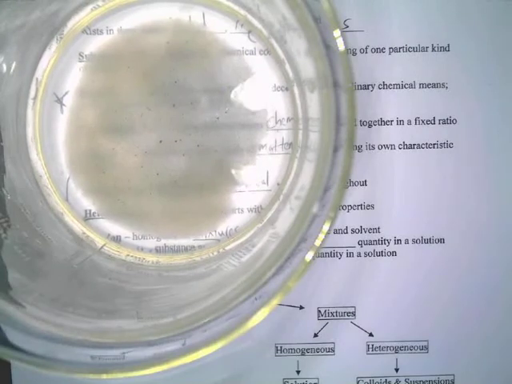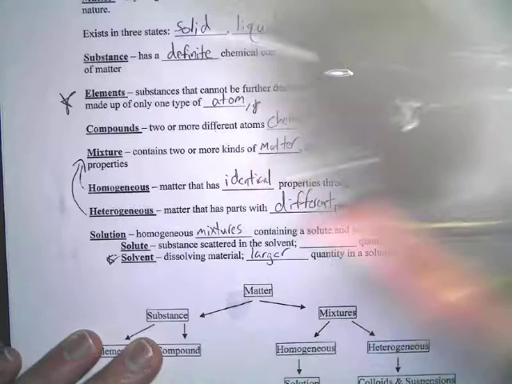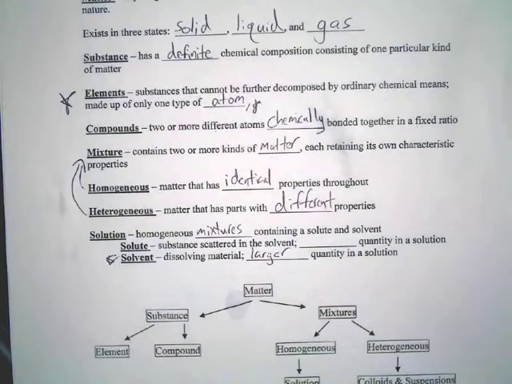What is there obviously more of? Salt or water? Water. Water by a mile, right? There's a lot more water than salt. So water in this case is the solvent. The solvent is what holds stuff. It's what stuff dissolves into. It's generally water. It's almost always water, just so you know.